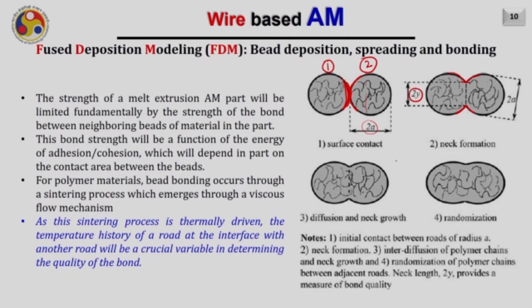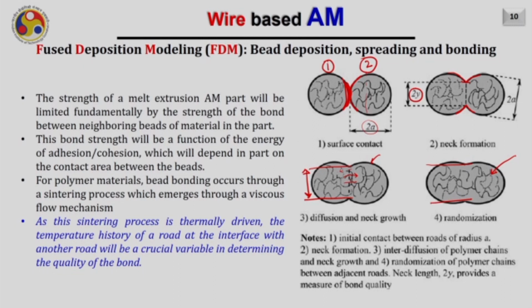After this the diffusion process starts, and the interdiffusion of the polymer chains and neck growth looks something like this. In that case, the polymer chains will form inside the neighboring bead as well. And during this process, this neck radius or neck width will further increase. Finally, the randomization of the polymer chains between the adjacent rods occurs as you are seeing here, and as a result the neck length further increases. The neck length, or width, provides a measure of the bond quality. The greater the value of this neck length, of course, the better will be the strength of the part.